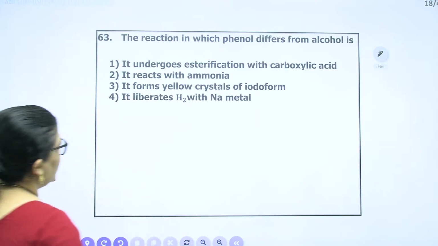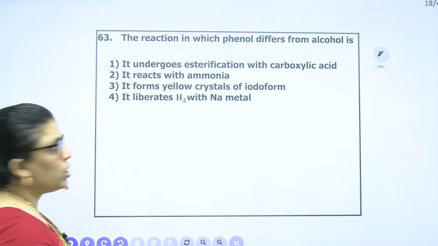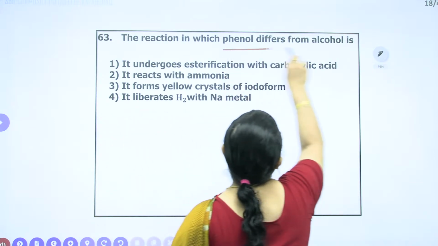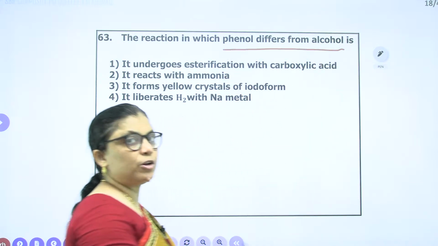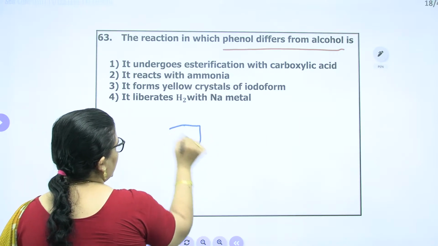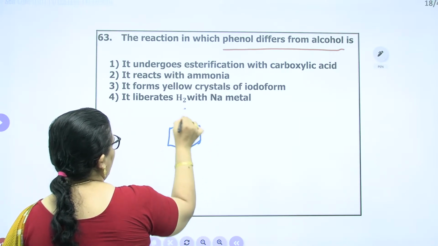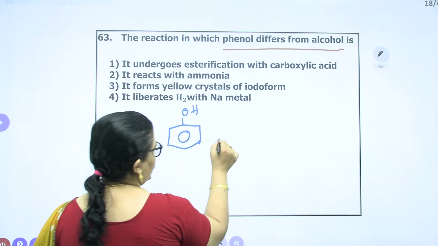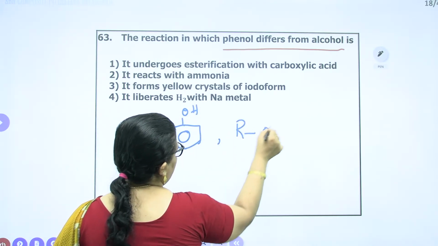Question number 63. The reaction in which phenol differs from alcohol. It means that you are going to distinguish phenol and alcohol. What is a phenol? An aromatic ring with an OH group. What is an alcohol? An aliphatic chain with an OH group.